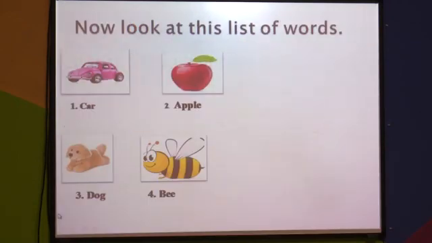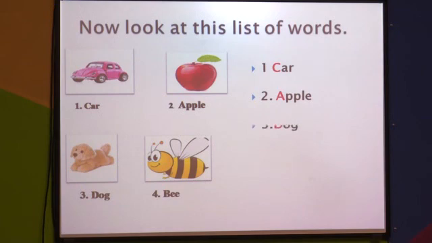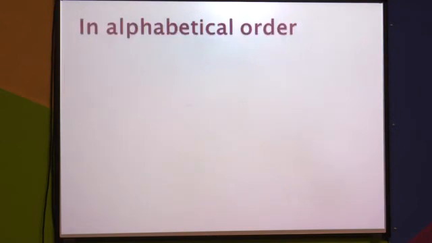Now next we have seen this picture. You can see here the list of the words given here: car, apple, dog, and bee.